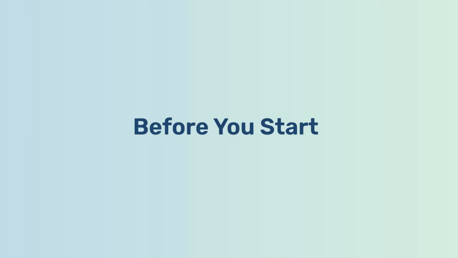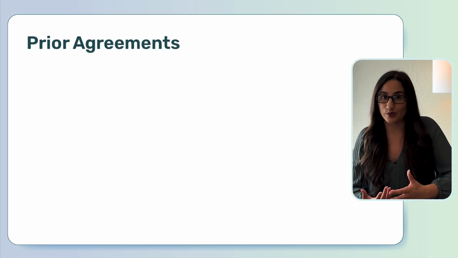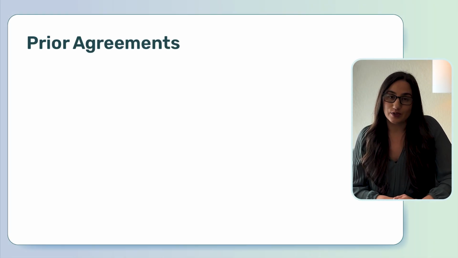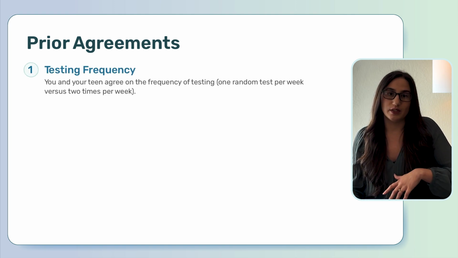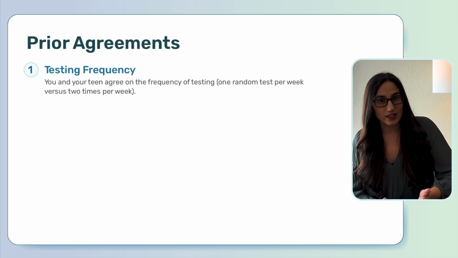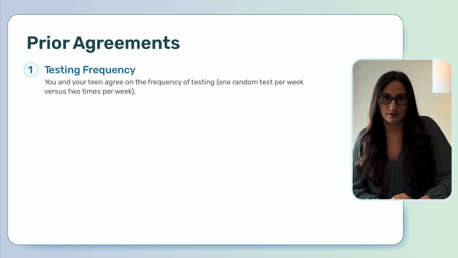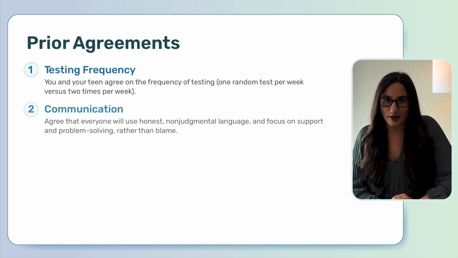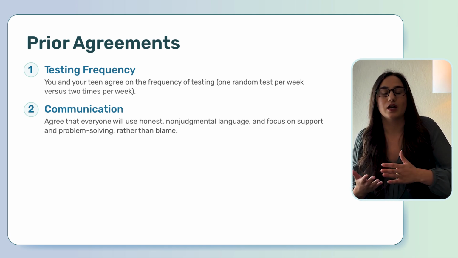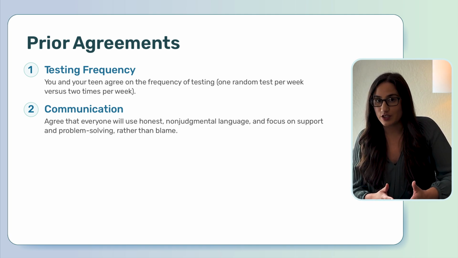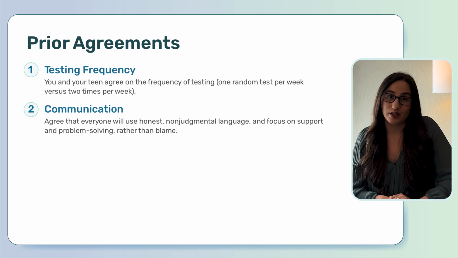Before you start drug testing your teen at home, come up with a few agreements on what that is going to look like. Ideally, you and your teen will discuss frequency of testing. Will you be administering one random test a week or two random tests a week? Also, how are you going to talk about results? Have both people agree to use honest and non-judgmental language, really focusing on support and problem solving rather than blame.